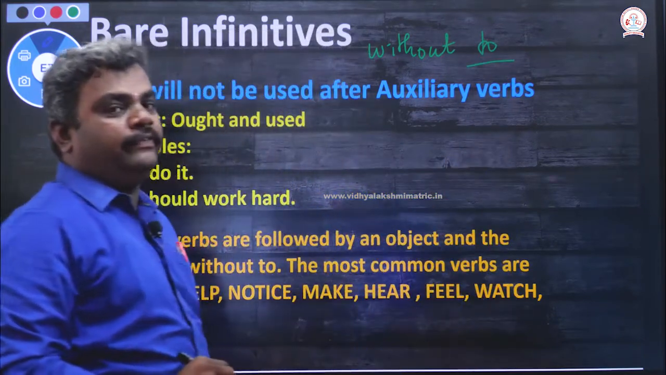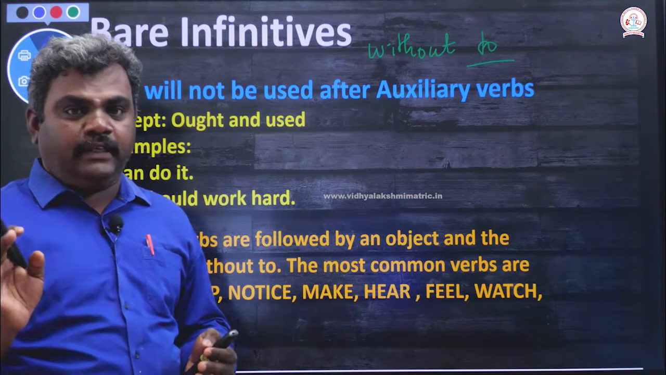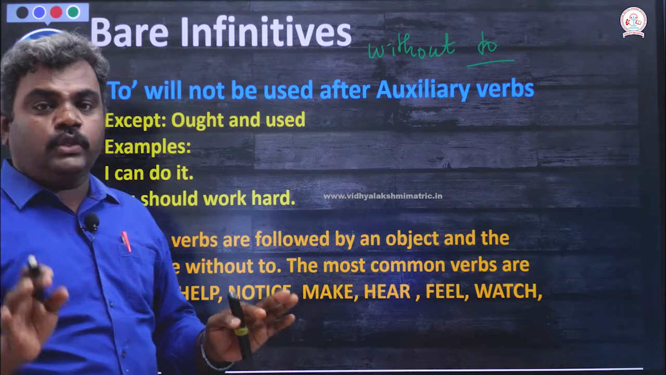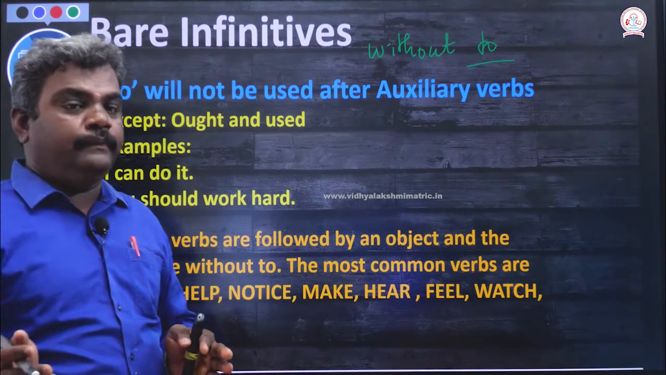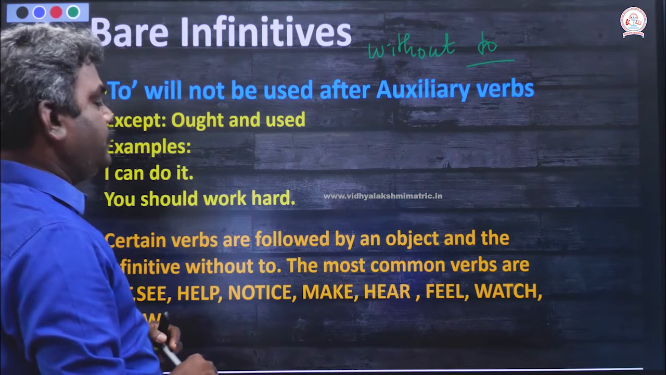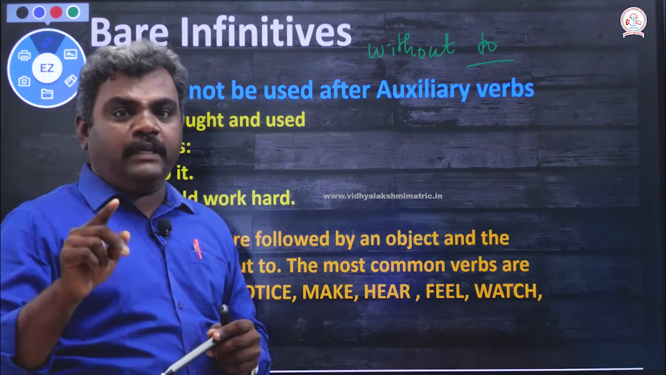This is called bare infinitives. Bare infinitive means we can write only the V1 form. So to is not necessary there. If you put the word to, that is wrong. To will not be used after auxiliary verbs. I think everyone knows it. Auxiliary means helping verb.